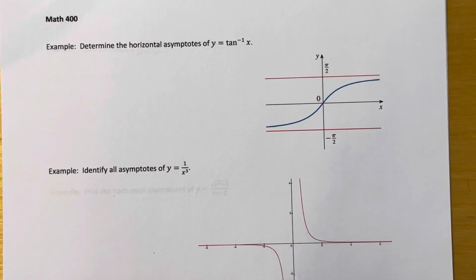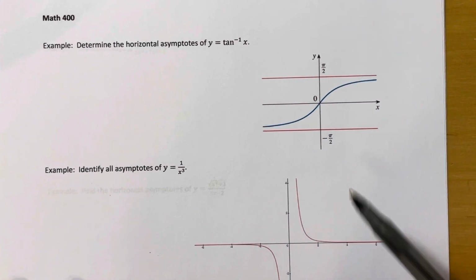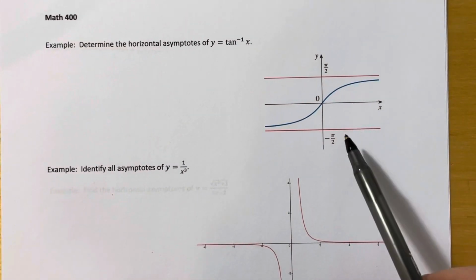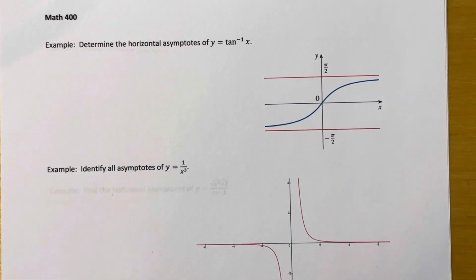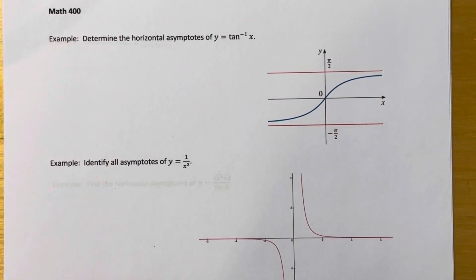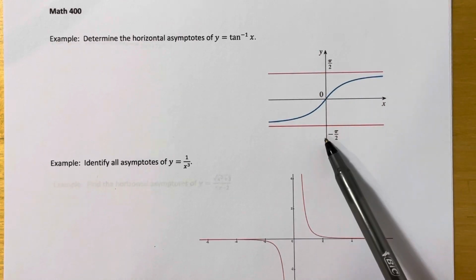In this example, we want to look at the horizontal asymptotes of the function y equals inverse tangent of x. Now, the inverse tangent function is defined on all real numbers, but its range is the open interval from negative pi over 2 to pi over 2. This is something you learn in trigonometry. Hopefully you've also seen what the graph of the inverse tangent function looks like. This is it, if you haven't seen it.